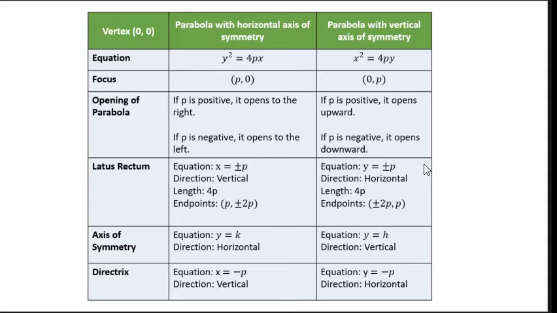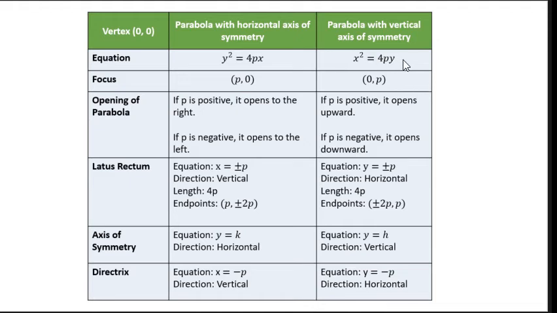For the latus rectum, for the parabola with horizontal axis of symmetry, we have this equation x is equal to positive or negative p, and its direction must be vertical, and the length of the latus rectum is 4 times the value of p, or 4p. And their endpoints are the coordinates (p, positive, negative 2p).